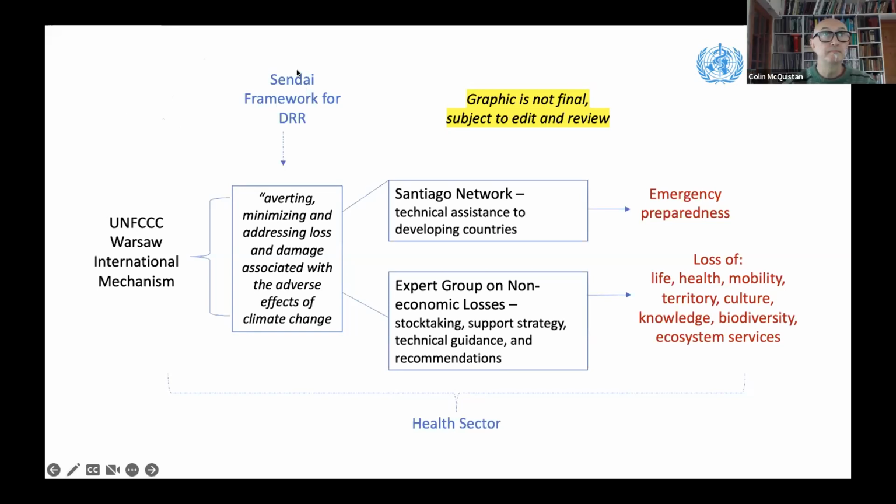And I just pointed out also that there is the Sendai framework for disaster risk reduction that also plays in this space and also involves the health sector. And it's good to keep in scope exactly the players for this work. And one of the reasons for that, I'll come to later, relates to the actual function and arrangements of the Santiago network and what it's trying to do and who's trying to do it.